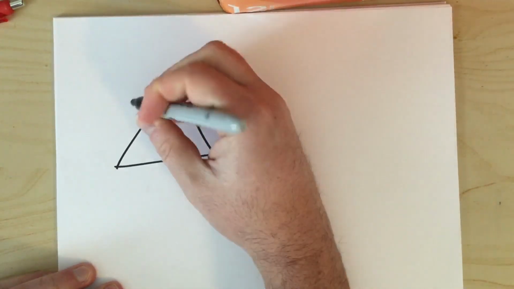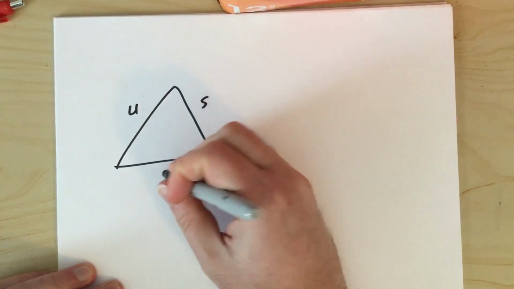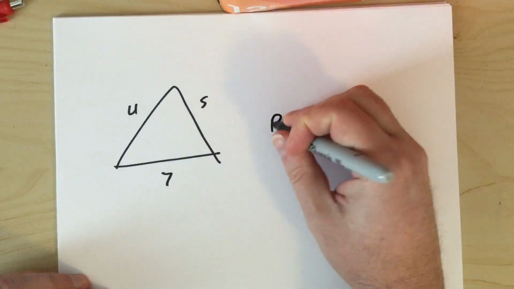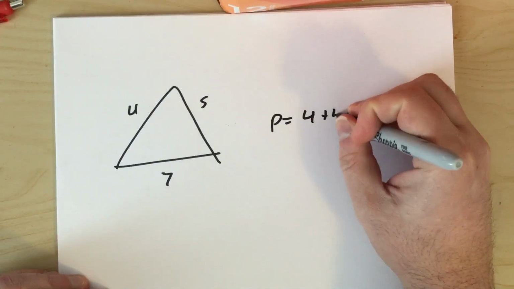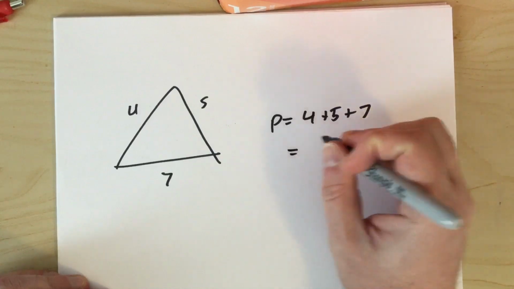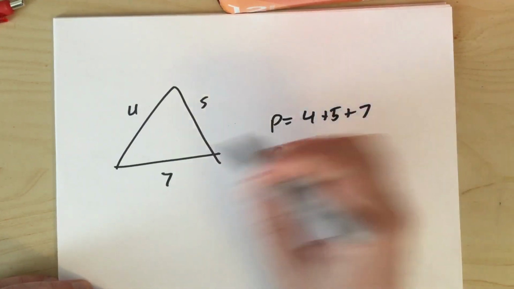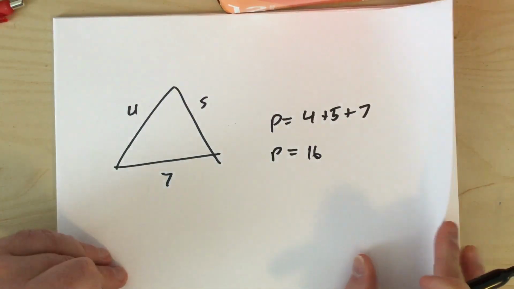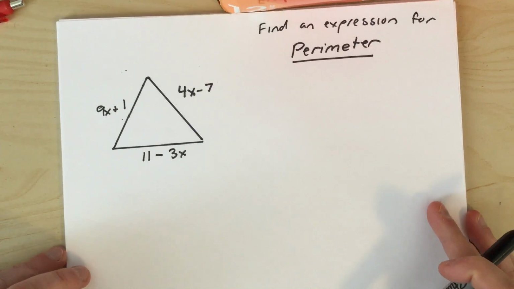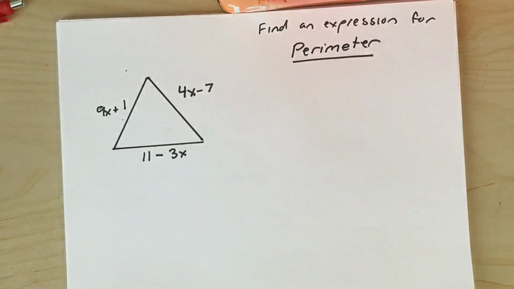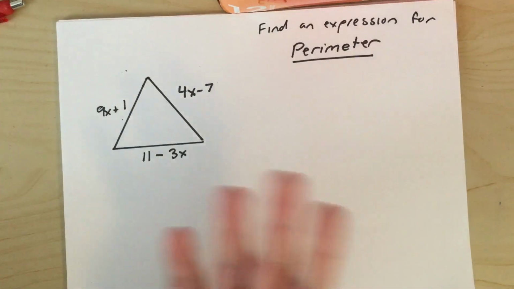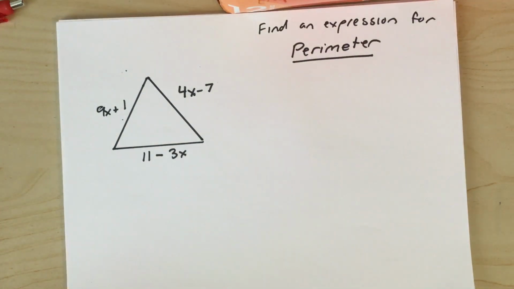if you had a triangle and it had lengths of 4, 5, and 7, the perimeter would be 4 plus 5 plus 7, which would be 16. The way you find a perimeter is you add up all the sides of the triangle. The thing is, instead of numbers here, we have expressions. So we have things with variables in them. So we want an expression for the perimeter.